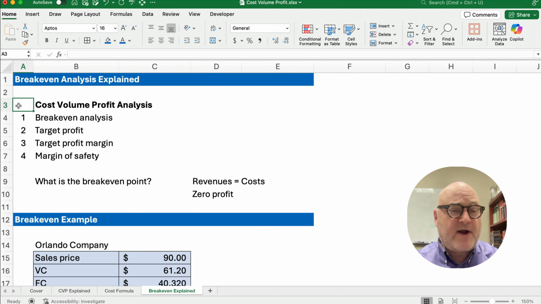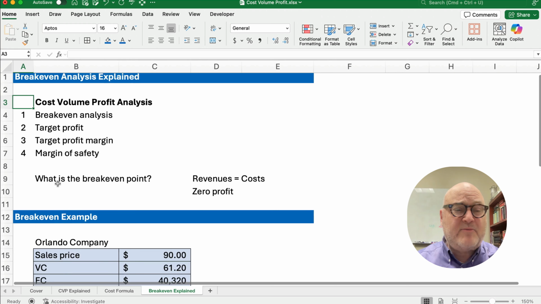Now, cost, volume, profit analysis, I've got a full playlist on this, and we have break-even analysis as one of the topics in cost, volume, profit. There's also things like target profit and target profit margin and margin of safety. So all those relate to this cost, volume, profit. What happens to our cost and our profit if our volume goes up or down or whatever? So we're specifically talking about the break-even point.